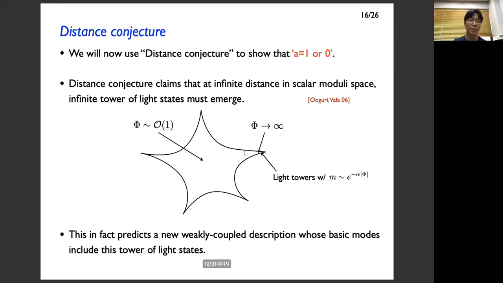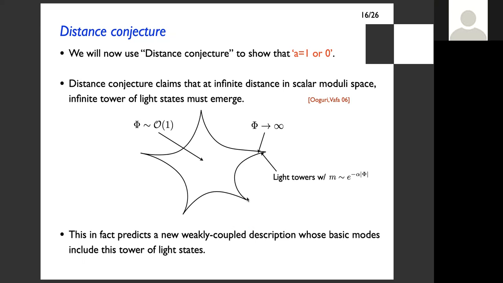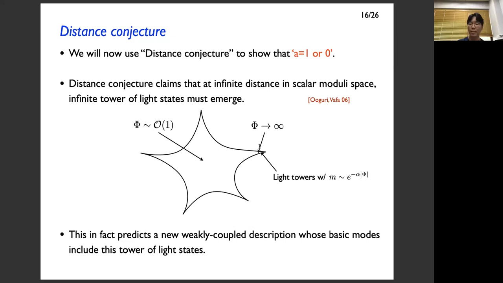The distance conjecture says that at infinite distance in the moduli space, like this corner and this corner and this corner, we must have an infinite tower of light states. Their masses are exponentially suppressed by the scalar value. At infinity in this scalar moduli space, some of the scalar fields have infinite VEV, and there must be light states at each corner whose masses are exponentially suppressed by this large scalar expectation value.